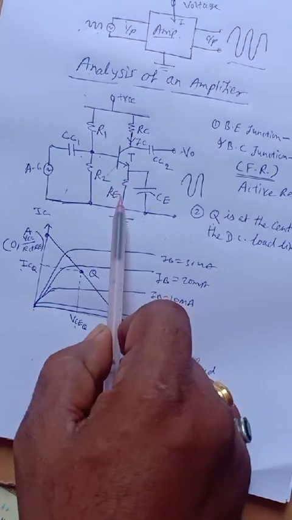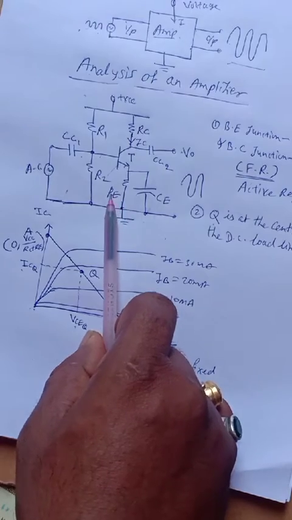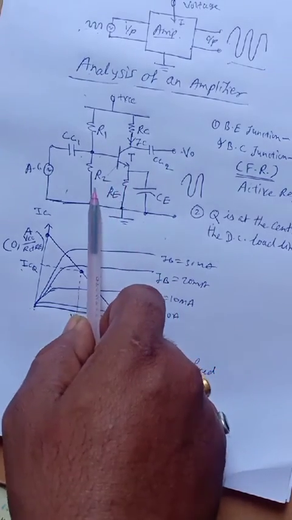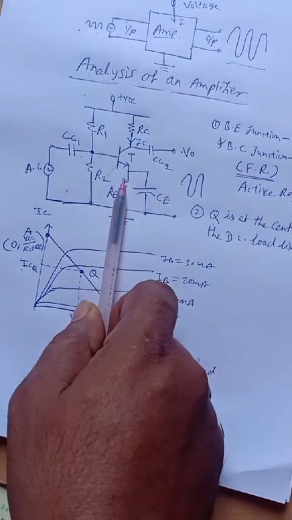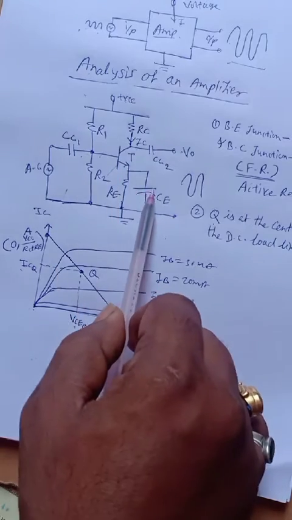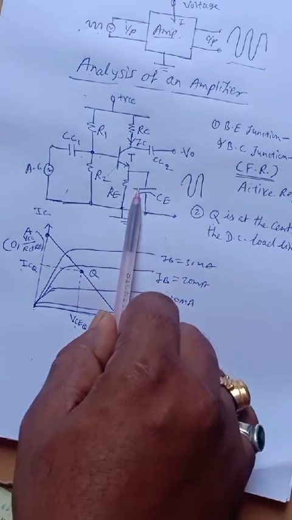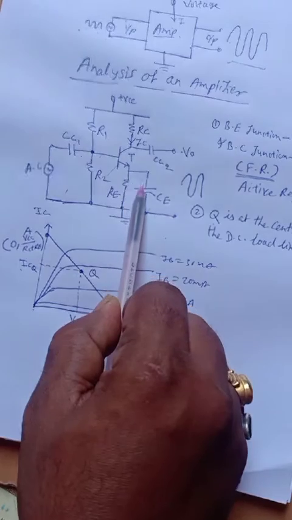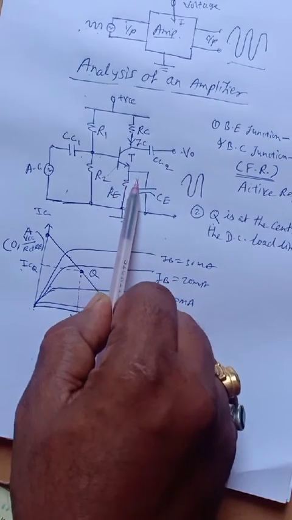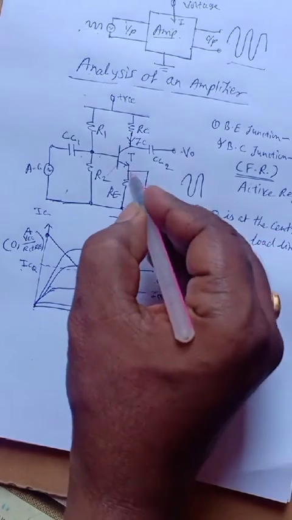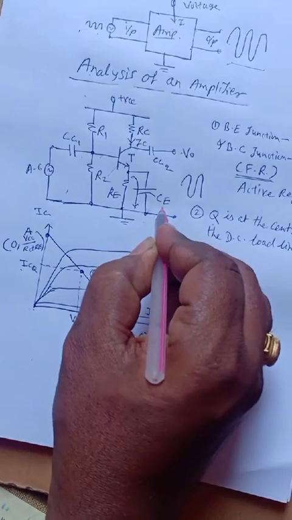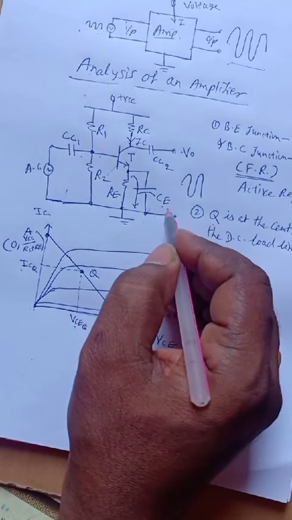Okay, so this RE is used for DC stabilization, but the drawback is that it generates a negative feedback, we know that. Because of RE, negative feedback is generated and it may decrease the output voltage, and this is avoided with this CE. CE bypasses AC to ground. Whatever the AC voltage at this point is grounded by the CE, so it is known as the bypass capacitor.